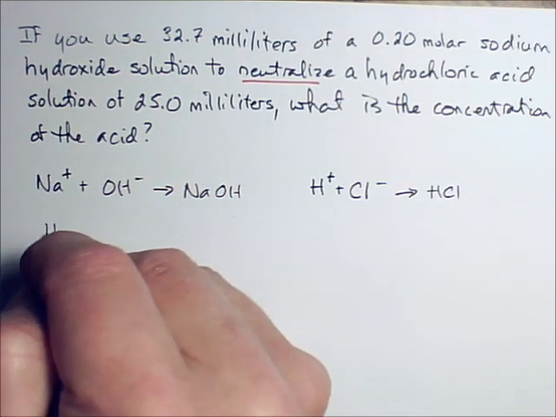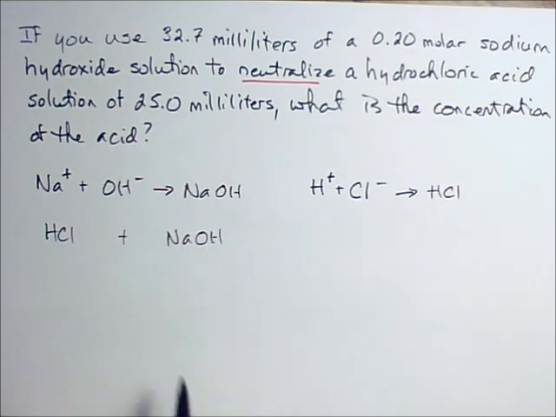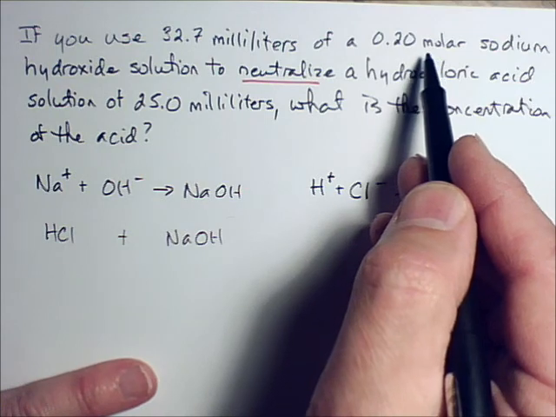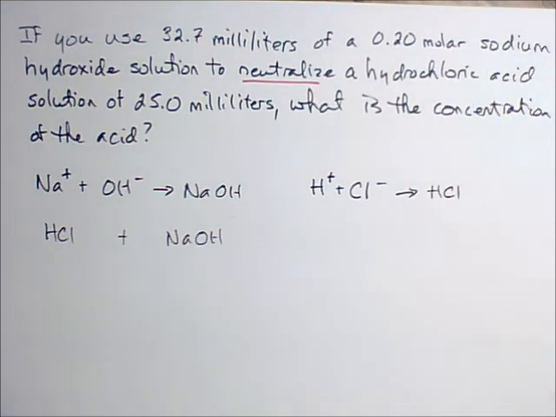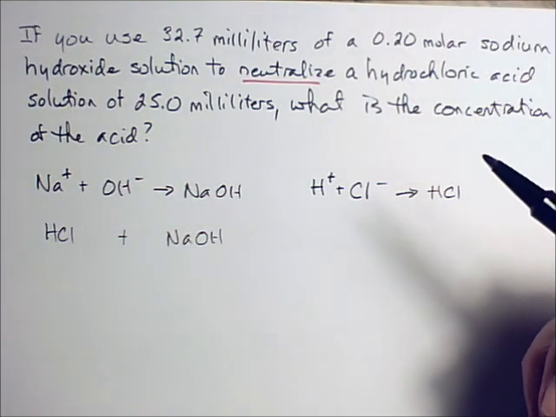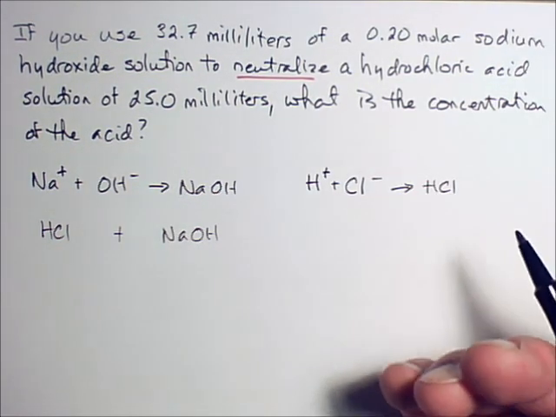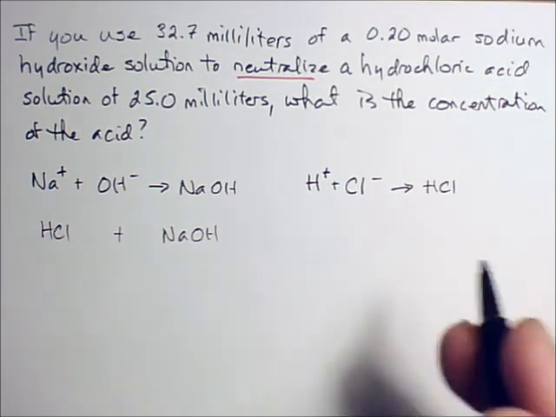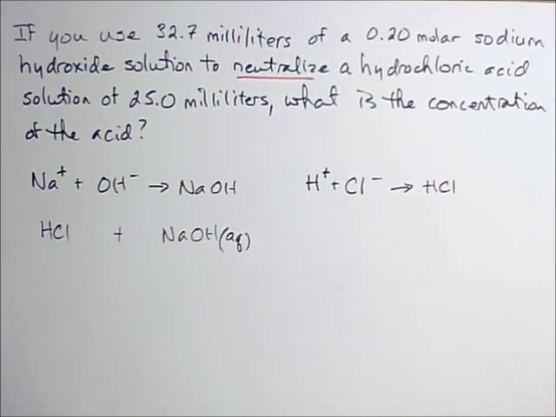So I have HCl, and I have NaOH. It says the sodium hydroxide is a molar solution. Well, molar applies to solutions. Molar is only used for solutions, so it must be dissolved in water. So I don't have to even look that up on the solubility rules or anything. I know that this is dissolved, because it says molar.